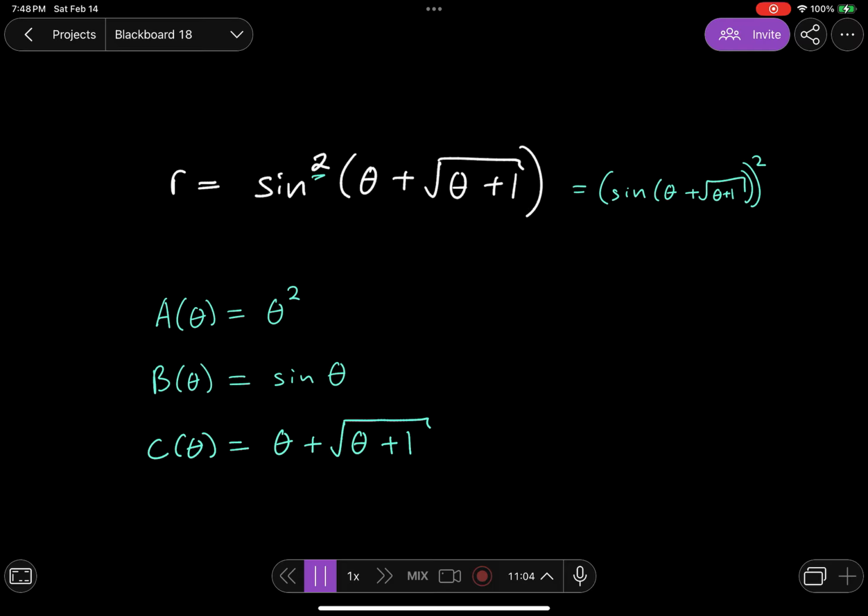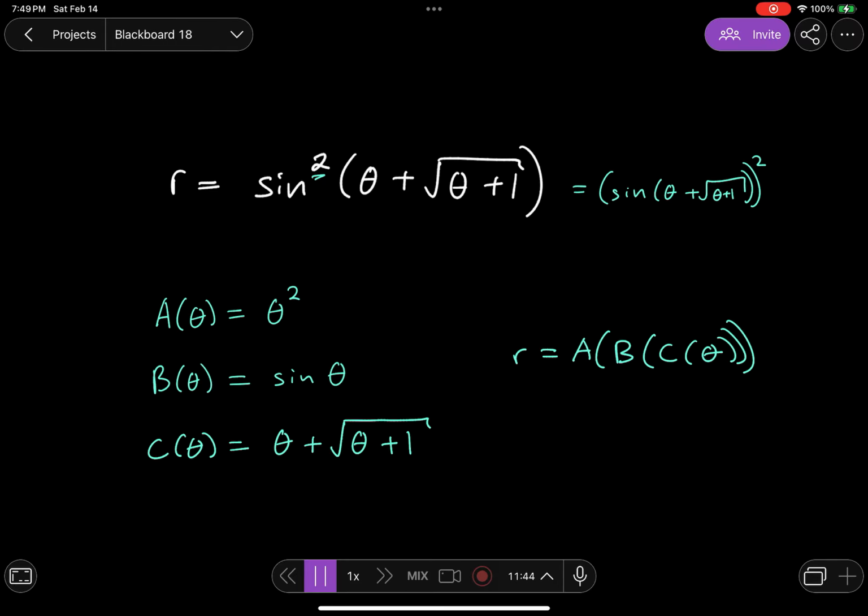Okay, and so let's see. What I think I just showed is that r is actually equal to a of b of c of theta. So think about why that's true. Notice what happens if I grab this function and plug it in right here where this theta is. Then I would have sine of this huge thing. Oh, sweet, that's what I have on the inside right here. But then what happens if I grab that whole new thing and plug it into this guy? That's going to create the original function r. In other words, r is the composition of these three functions.